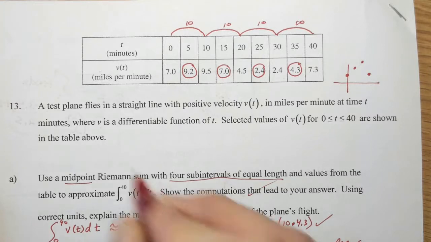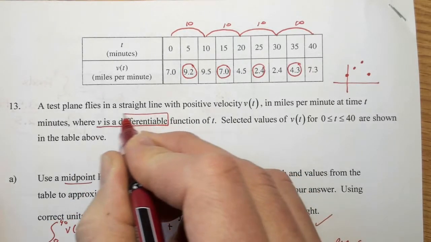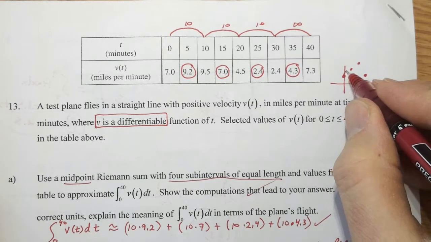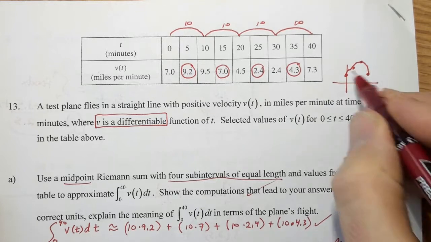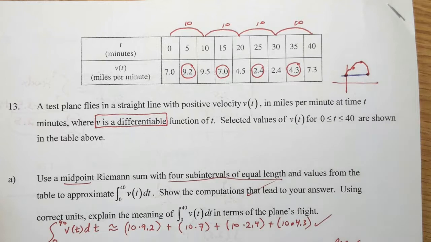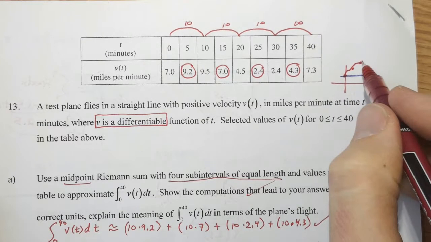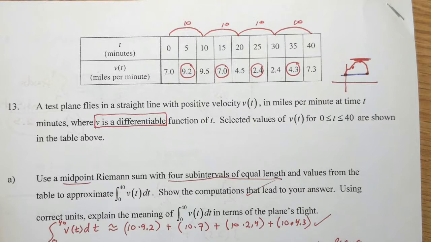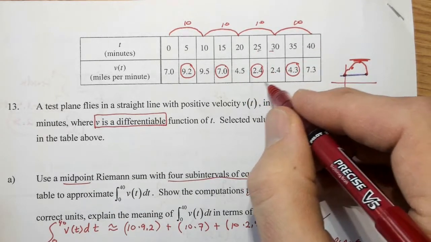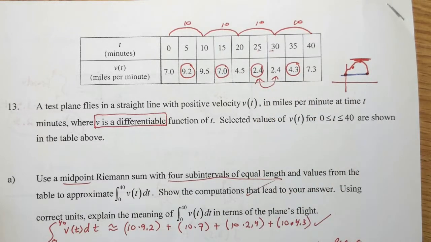Now, we are specifically told that v is differentiable, and that's important because that means the mean value theorem is in play. So if we were to graph this function, at some point during that time, because our secant line has a slope of 0, that means our tangent line must also have a slope of 0 due to the mean value theorem, which kicks into play as long as the function is differentiable. And there's another region as well, between 25 and 30, where in both of these cases, the velocity is 2.4 miles per minute.